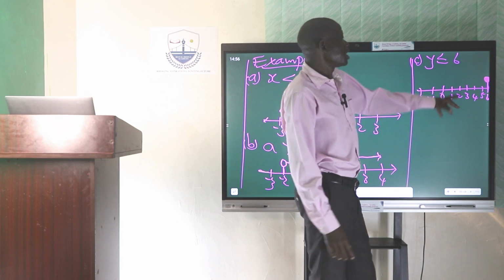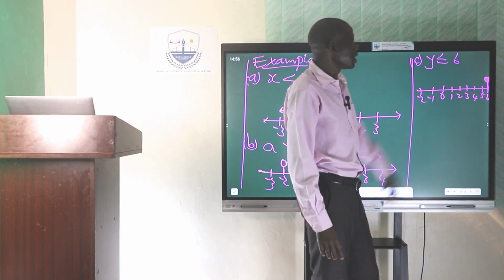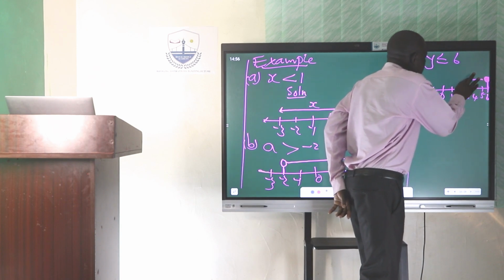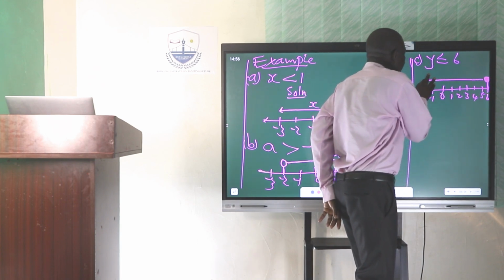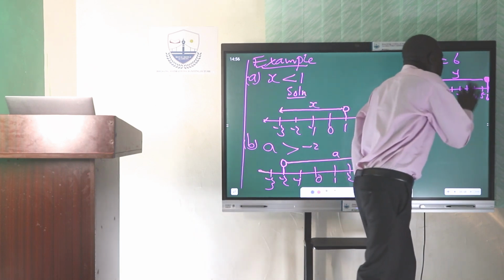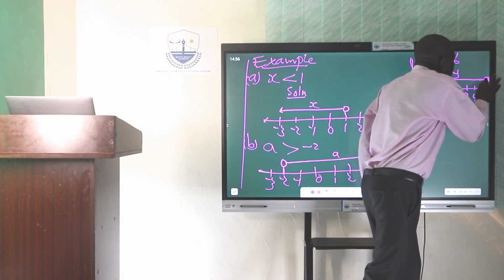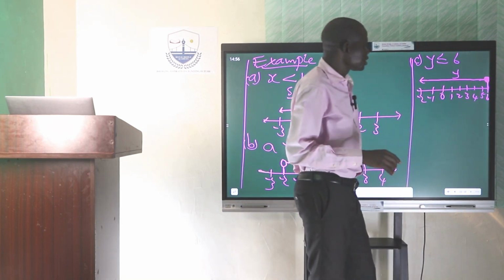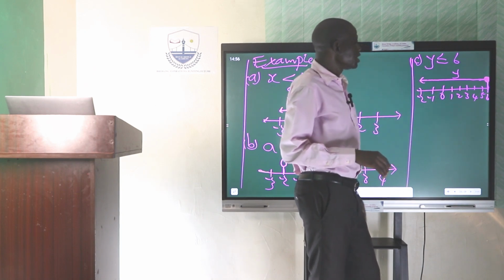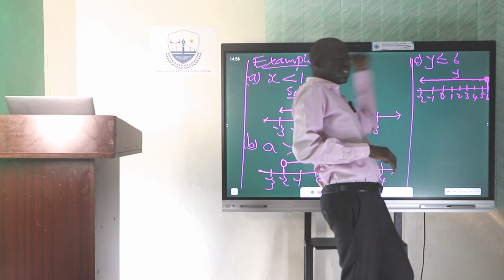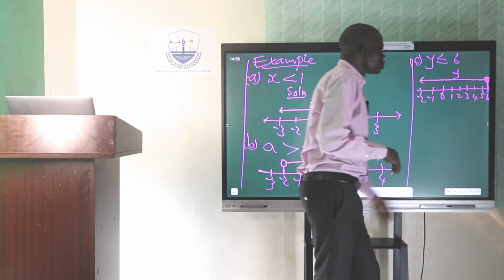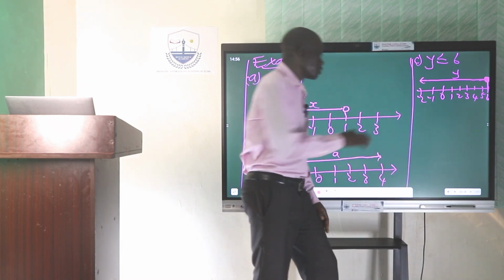Now figures which are less than 6 are on the left-hand side. Then you draw the arrow going to the left, in this case, and then our y will be located there. So this means that y is a figure that is equal to 6 or less than 6. It starts from 6 and below. So that is how we represent it.